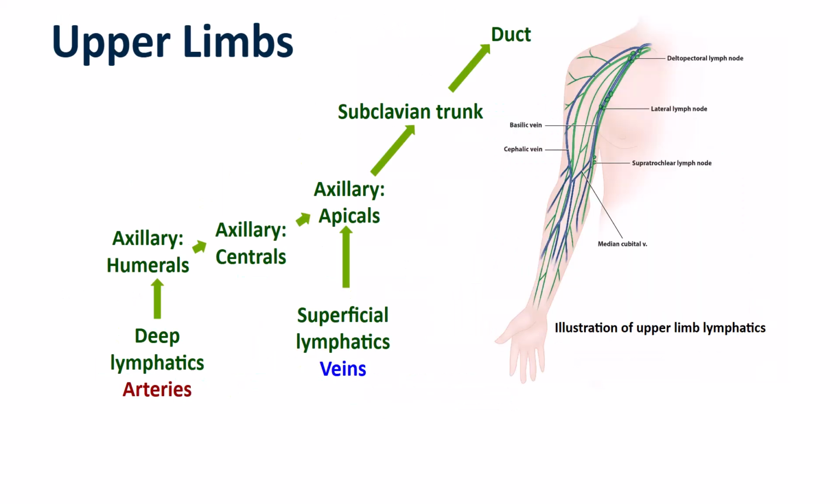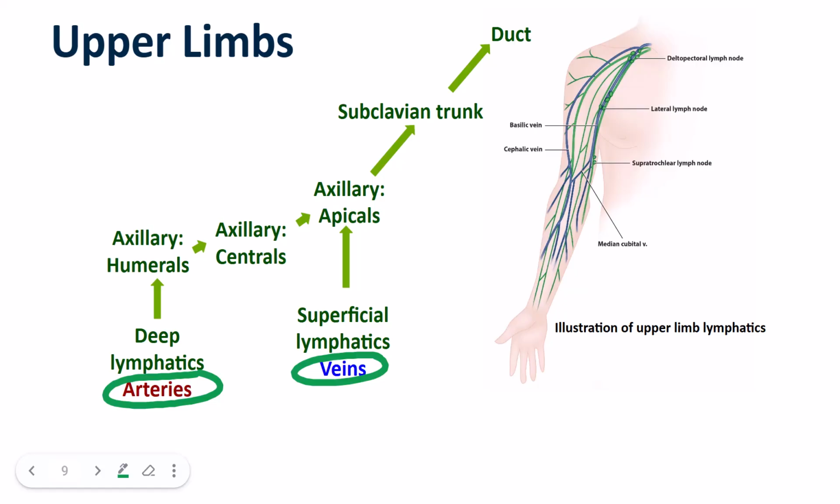Now finally, let's look at the flow of lymph in the upper limbs. So there's going to be both superficial and deep. Recall the general pathways and associations. So deep lymphatics are in association with arteries. Superficial lymphatics typically follow veins.